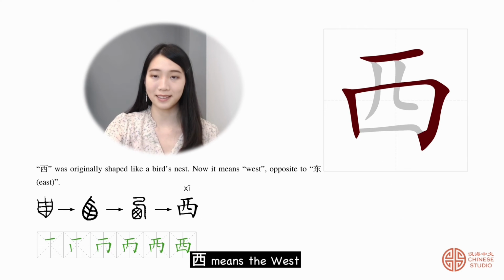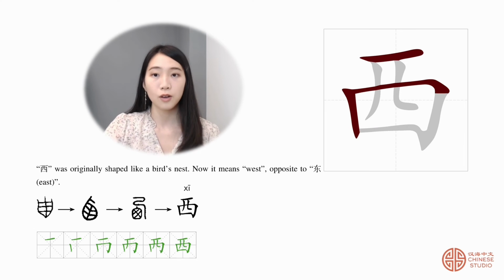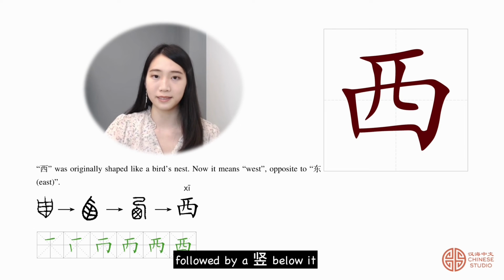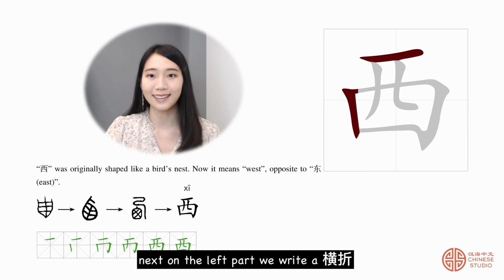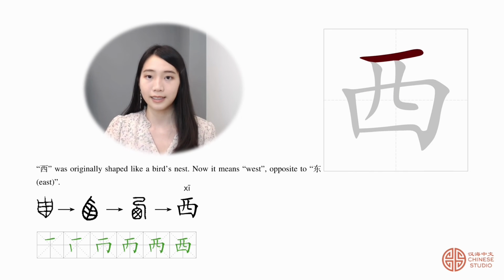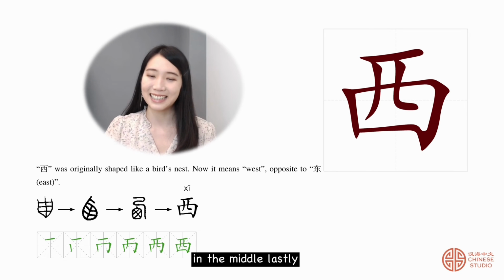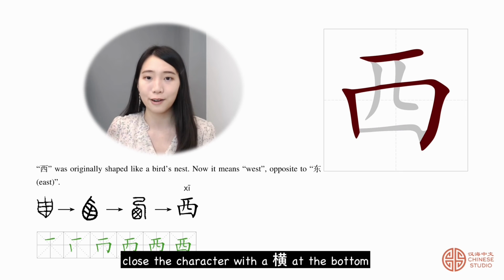西 means the west. It starts from the top 横, followed by a 竖 below it. Next, on the left part, we write a 横折. Then we write a 竖 in the middle. Lastly, close the character with a 横 at the bottom.